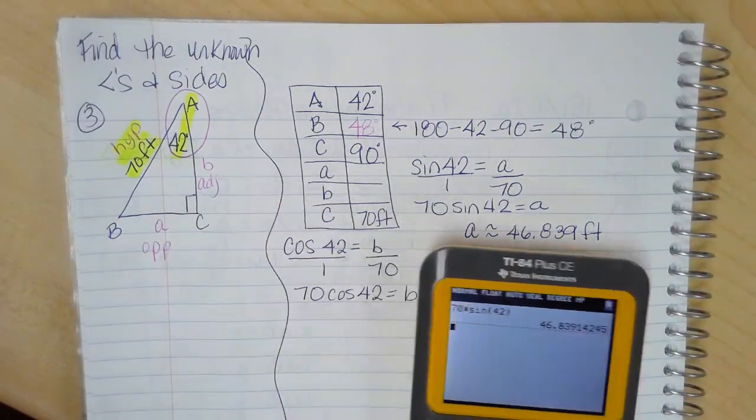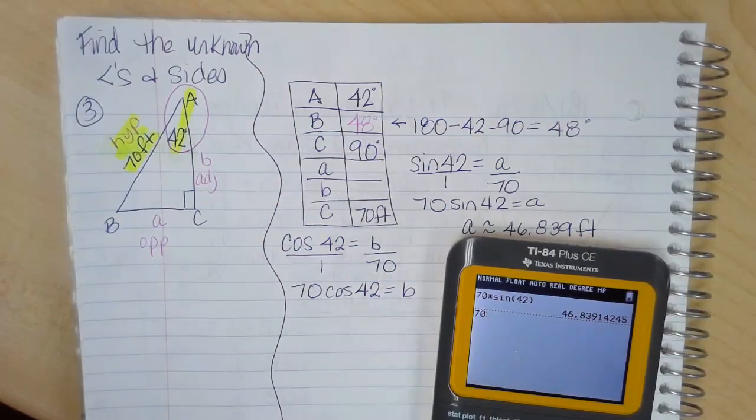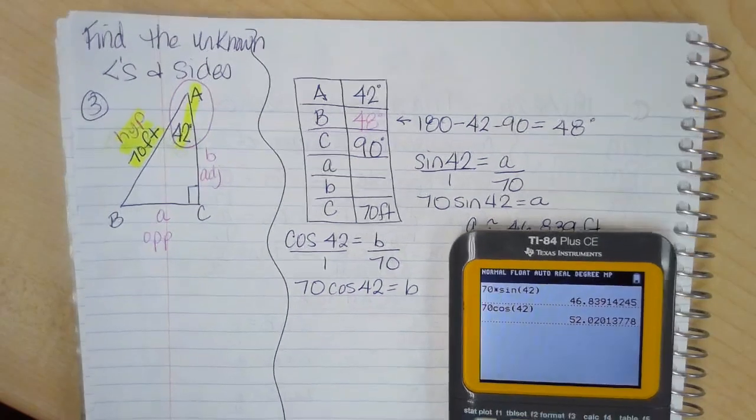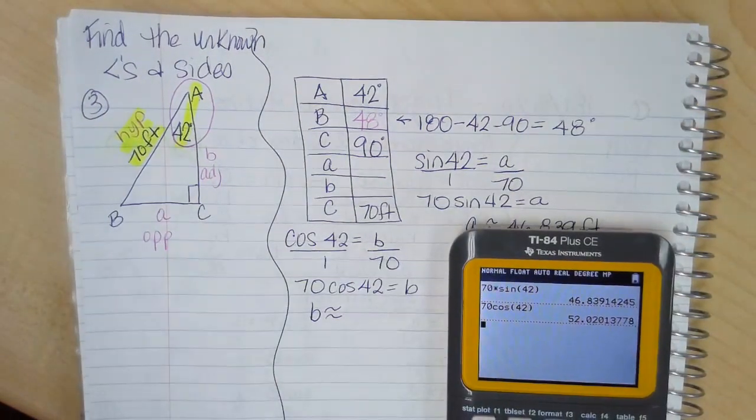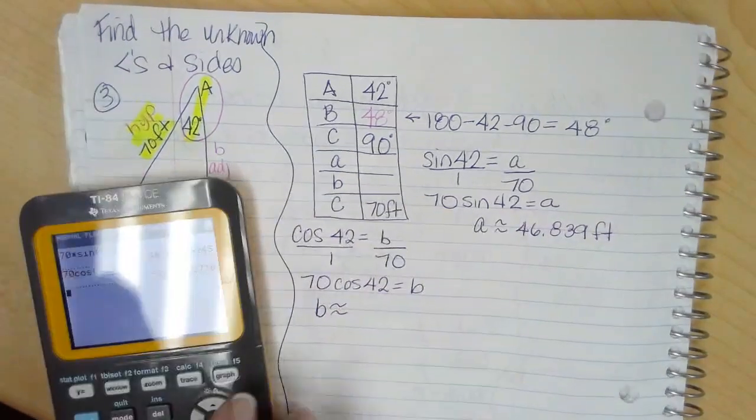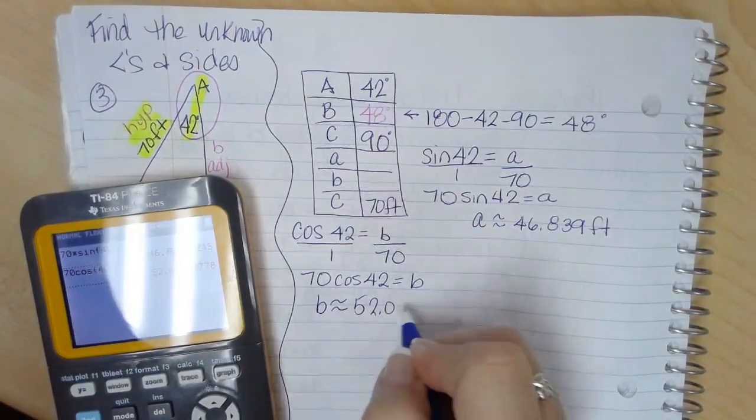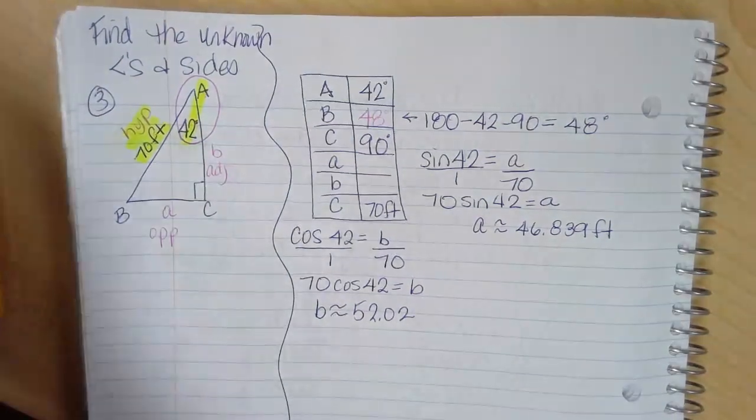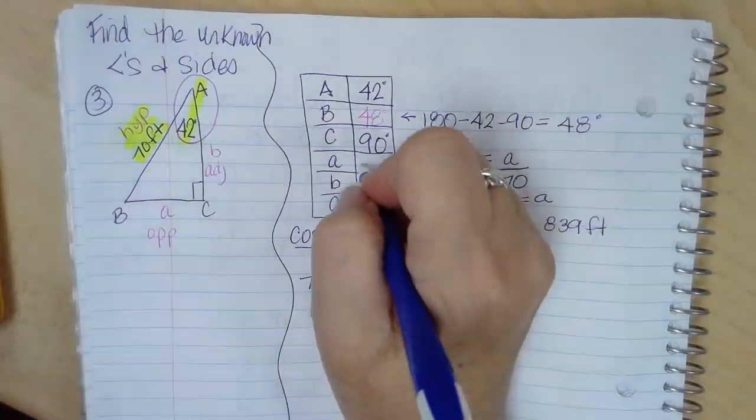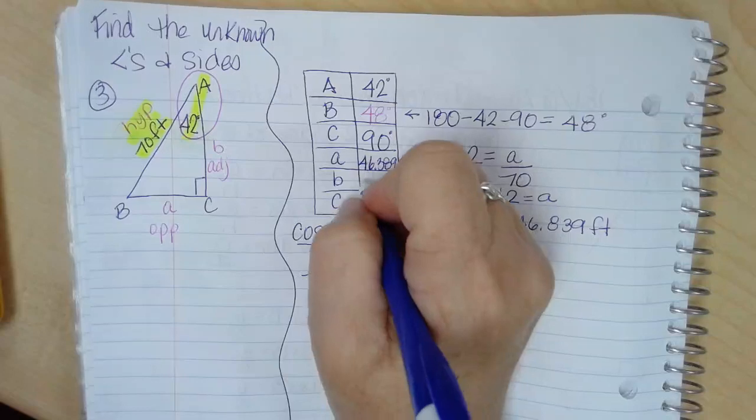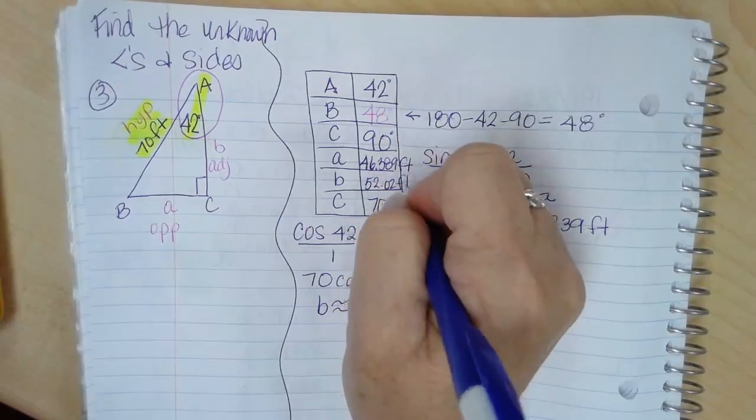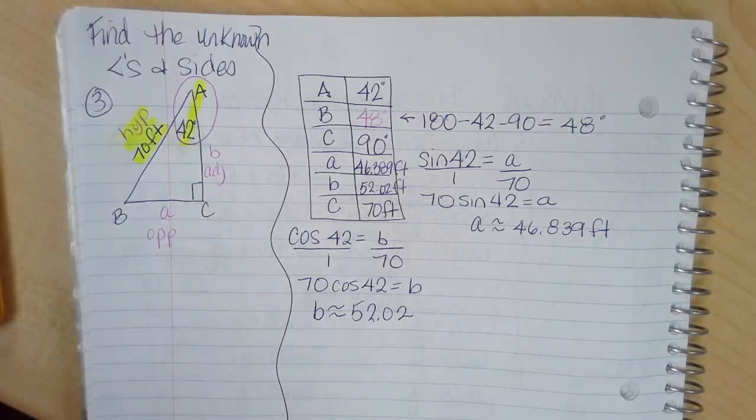I'm going to do the same thing for little b. So I'm going to go 70 cosine 42. Same thing, I'm going to go to 3 decimal places. So little b is approximately 52.020 or 52.02. I'm going to go ahead and fill those in my chart now. So 46.839 feet, 52.02 feet. Have I found every angle and every side? Yes, I have, so we're done with that one.